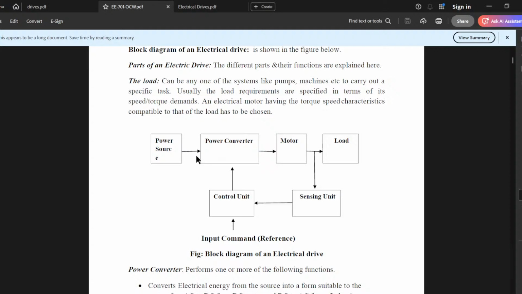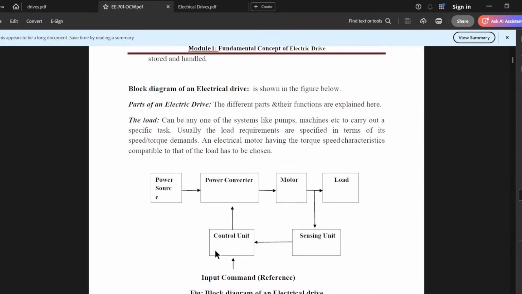I would give this arrow to here, but okay, that doesn't matter that much. So you got the essence of an electric drive. Now let's study or get a glimpse at all of these individually.